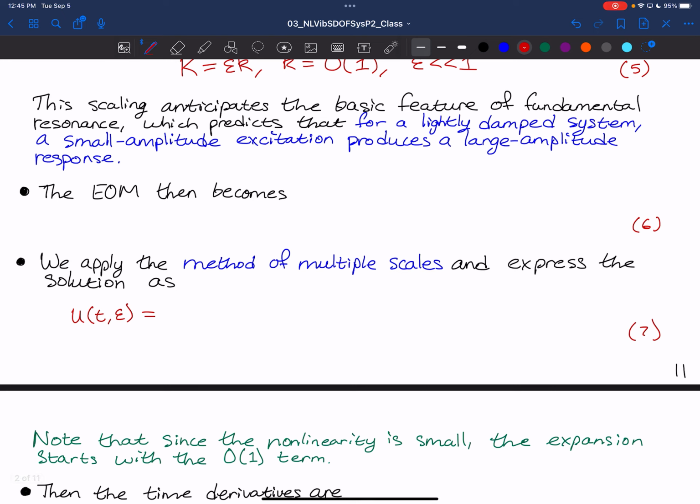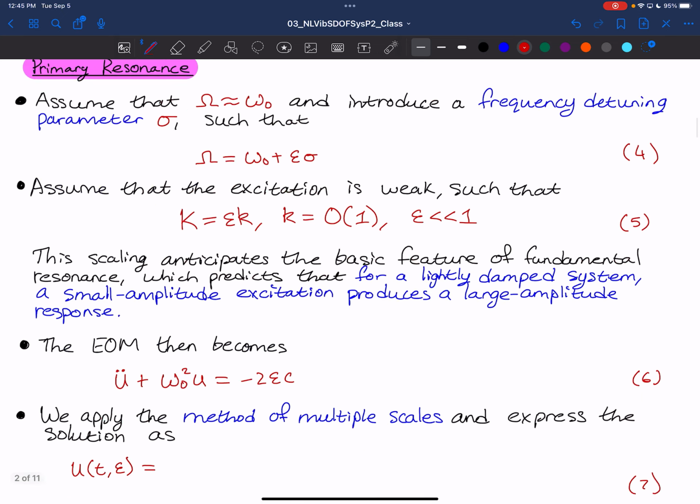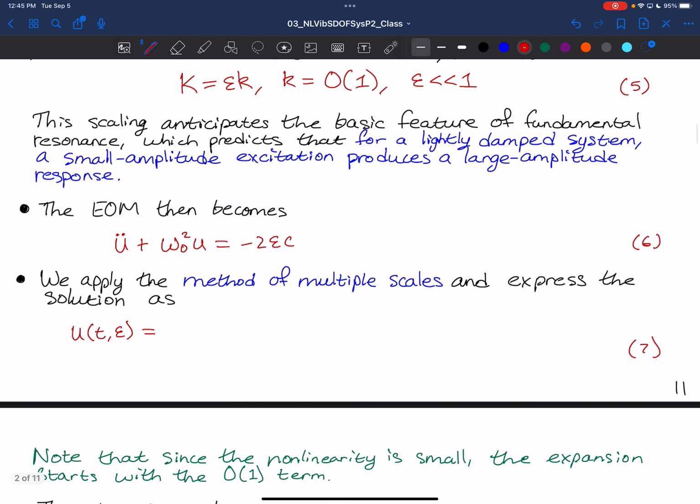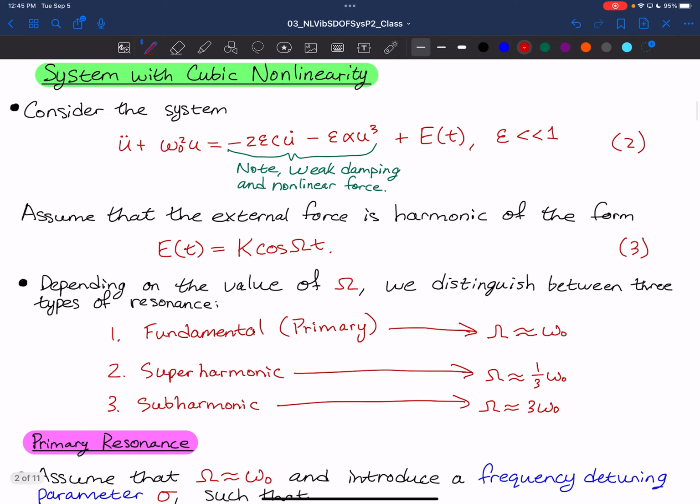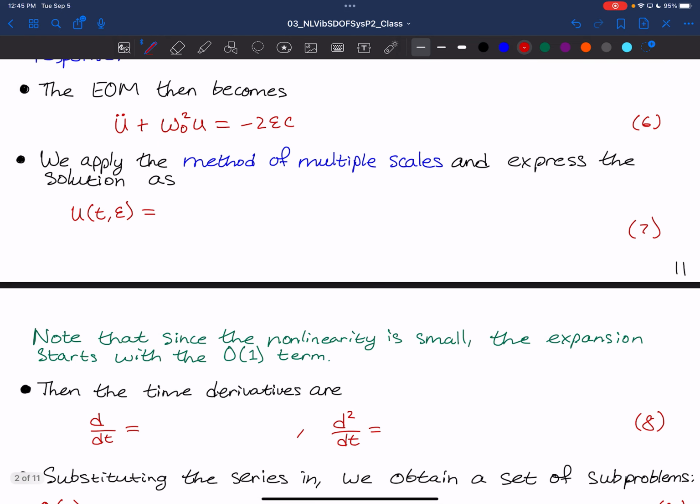Okay, so in this case, the equation of motion then becomes u double dot plus omega 0 squared times u, which is then equal to minus 2 epsilon c u dot minus epsilon times alpha u cubed plus epsilon k times the cosine of capital omega t. Did we have a 2 up above? Yeah, I was making sure we kept the 2 in there. And that's now our equation of motion.